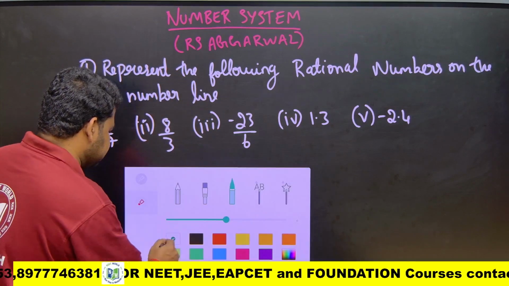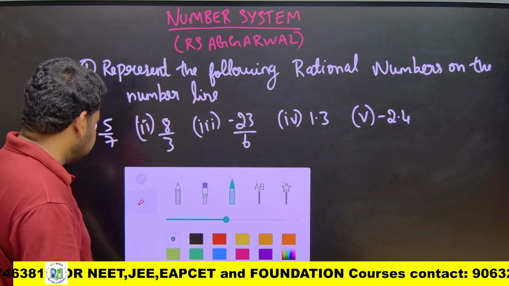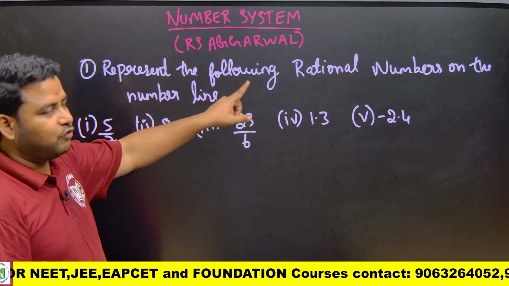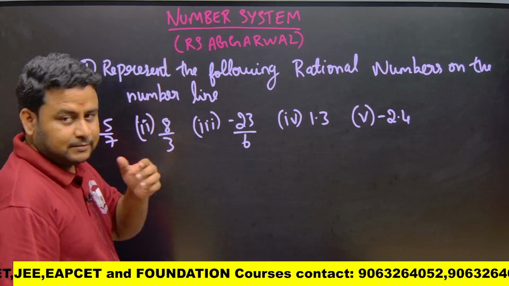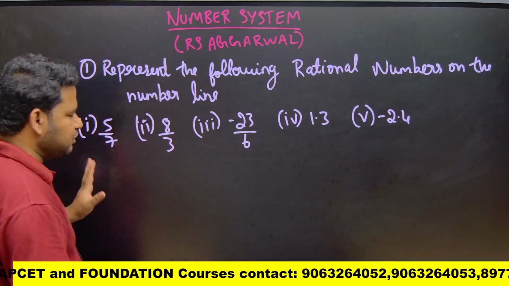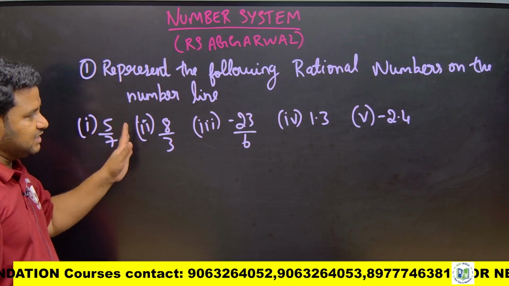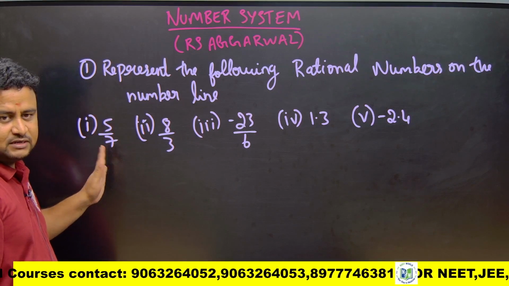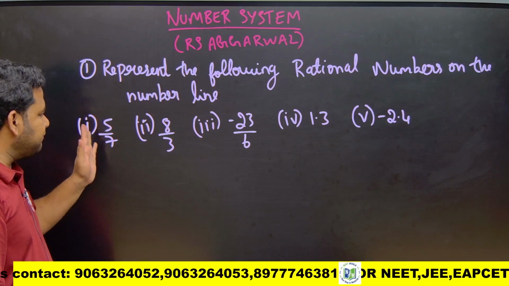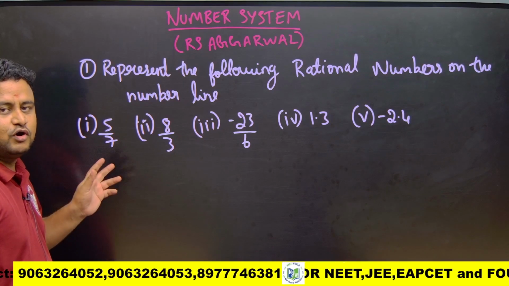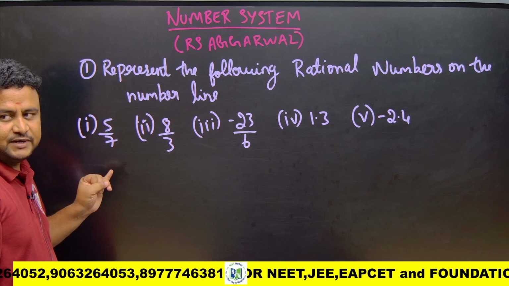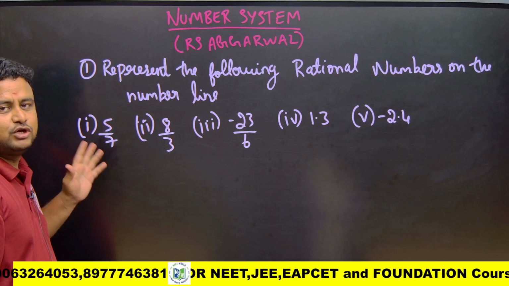When it comes to R.S. Aggarwal questions, this is the first question they have given. They are telling us to represent the following rational numbers on the number line. First of all, you should know that when they ask such questions, you have to look whether a decimal is given or p by q form is given. If they are given in the form of a fraction, you have to focus on the numerator and also the denominator. Among them, whichever is greater, that you have to represent first.